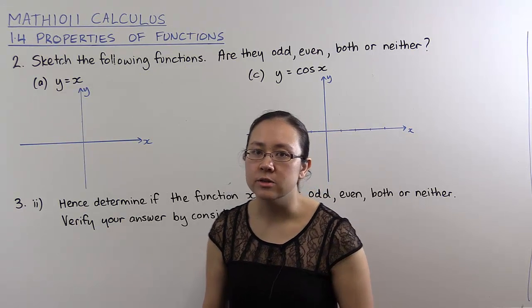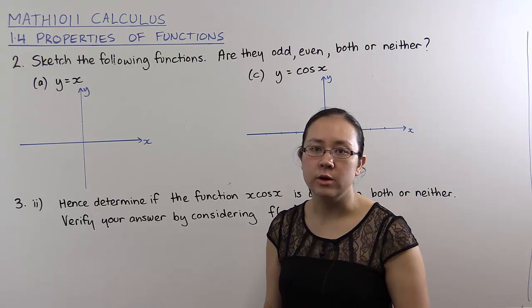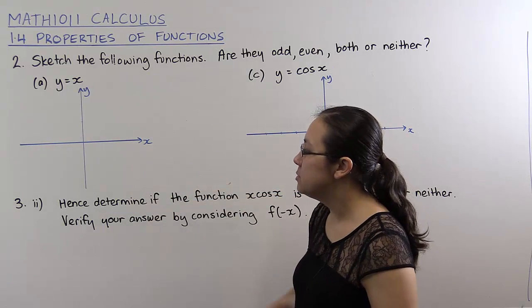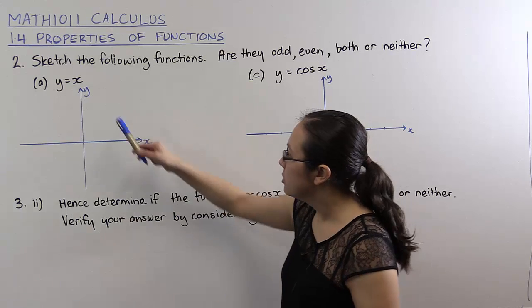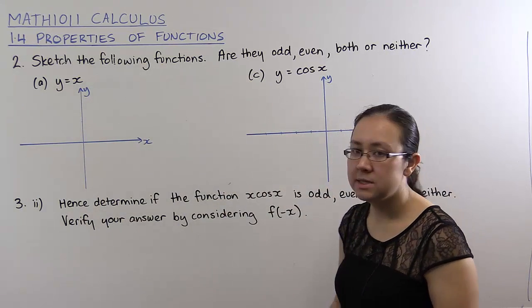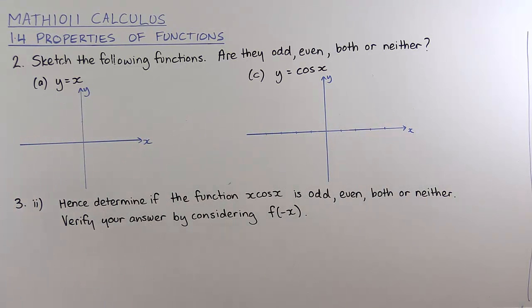Today I'm going to go through this problem from section 1.4 of MATH1011 Calculus. It's a bit of a combination between questions 2 and 3, and I'm going to focus on the functions that they give in parts A and C. In question 2 they ask us to sketch these functions.